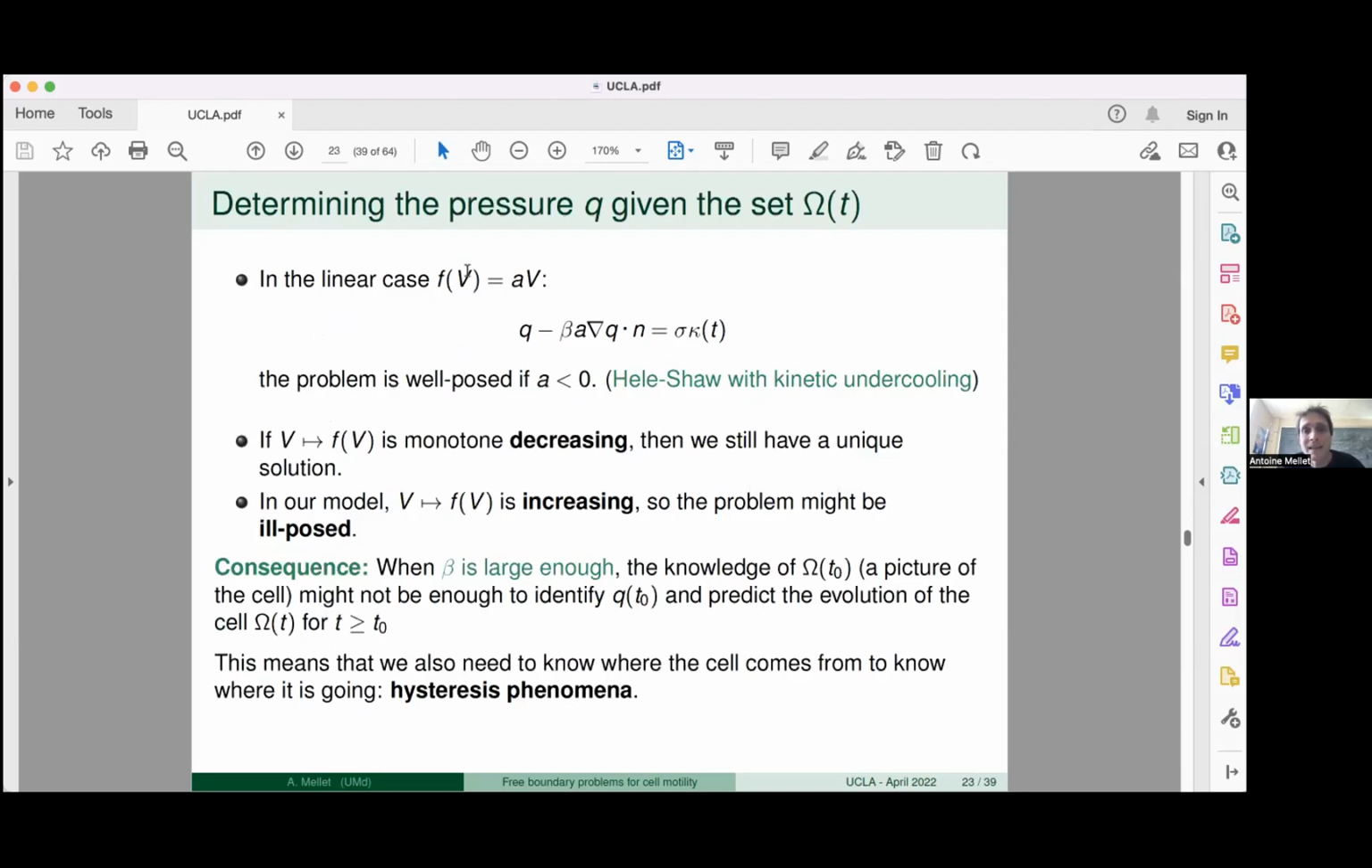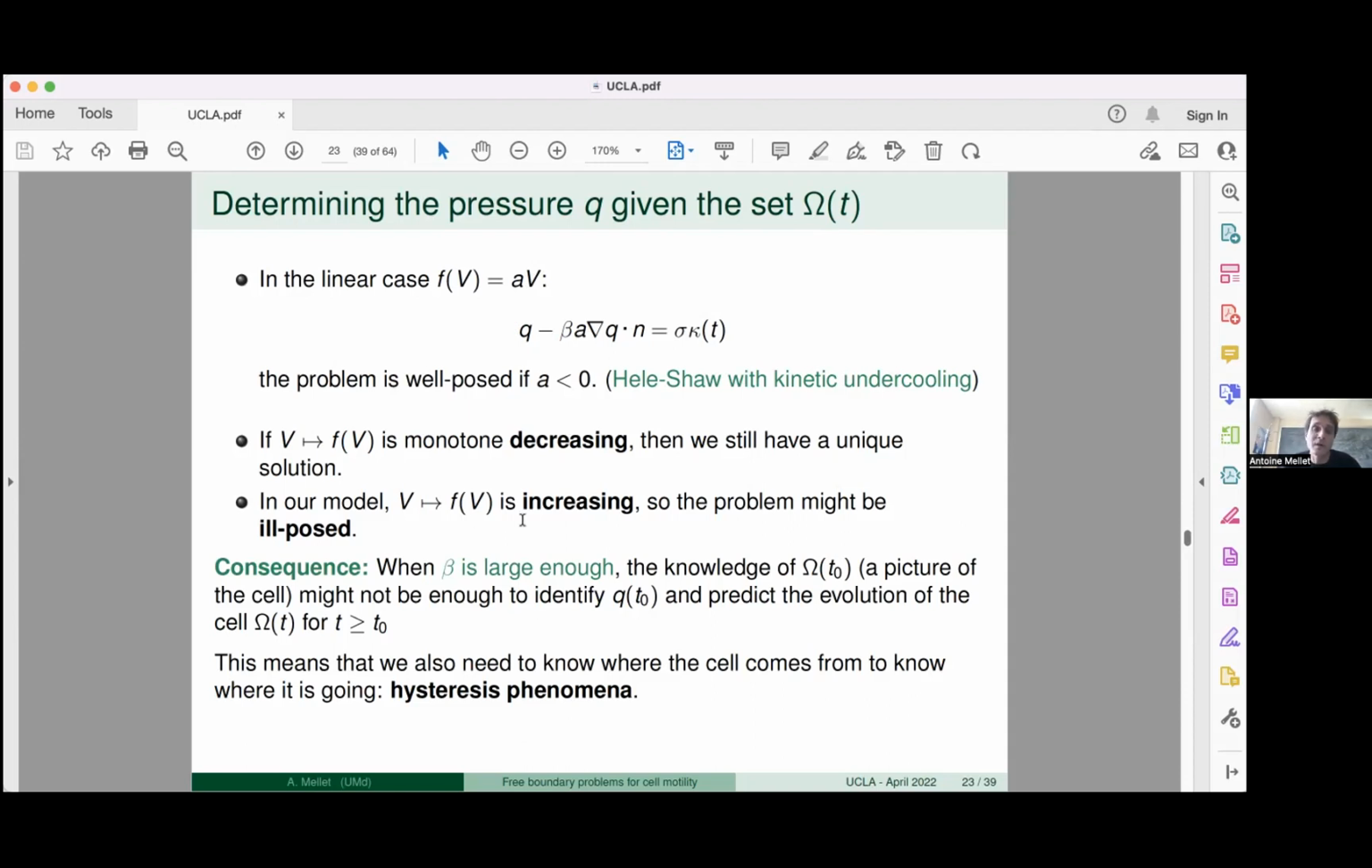When f is linear, I know that this problem will be well posed if the coefficient a here is negative. In fact, this is used in the literature as a Hele-Shaw problem with kinetic undercooling. This typically is used to regularize the Hele-Shaw problem. It still works if, instead of a linear function with a negative a, you take f a monotone decreasing function; you still have a unique solution. But in our case, f is increasing, and so this problem is expected to be ill-posed.